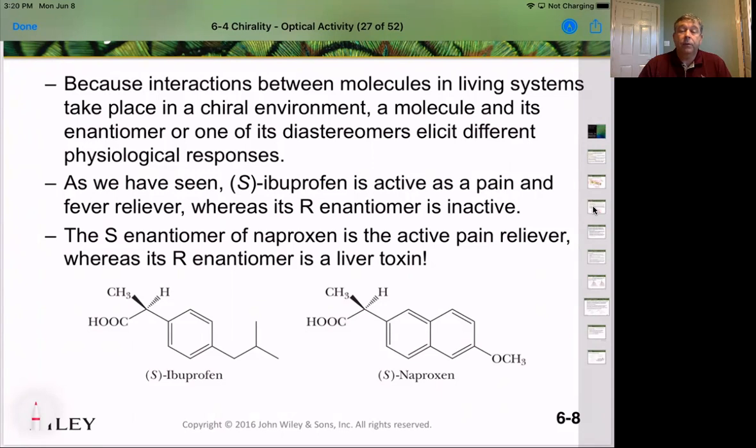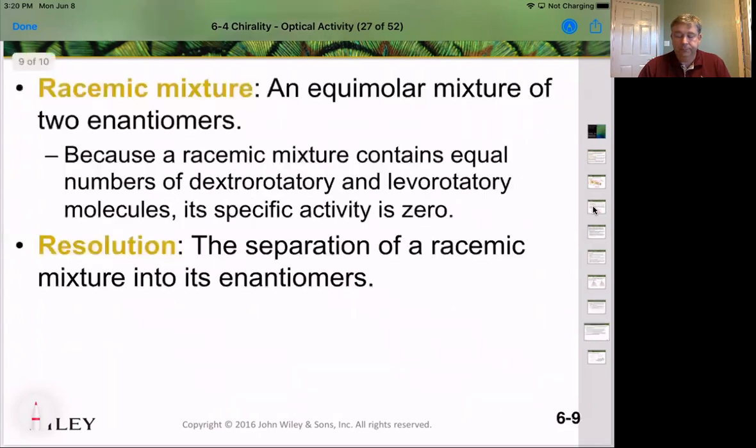In fact, if you go to something like naproxen, which is a derivative thereof, which is also a pain reliever, only the S isomer actually is the pain reliever. The R isomer is actually a liver toxin and is very bad for you. So when you get your material from the pharmaceutical company, they make sure that there is almost no R in there as the liver toxin, and all of the material is the active S derivative.